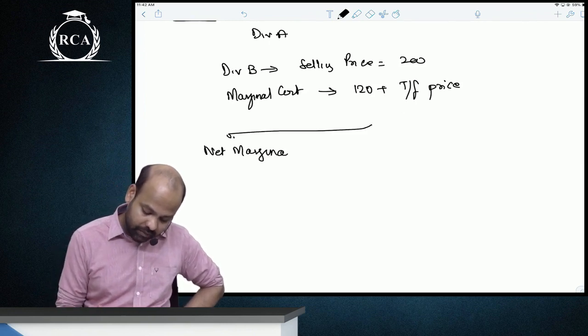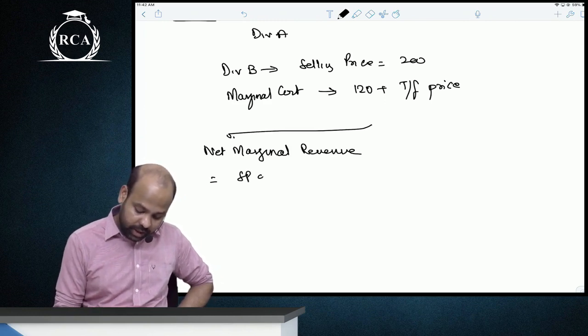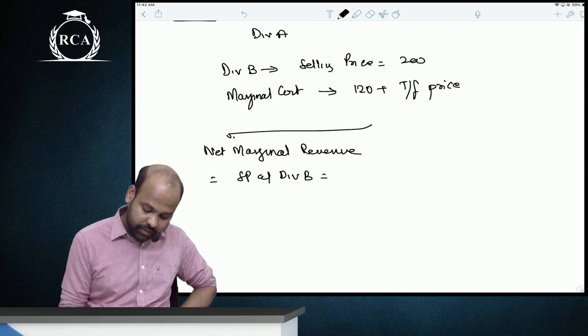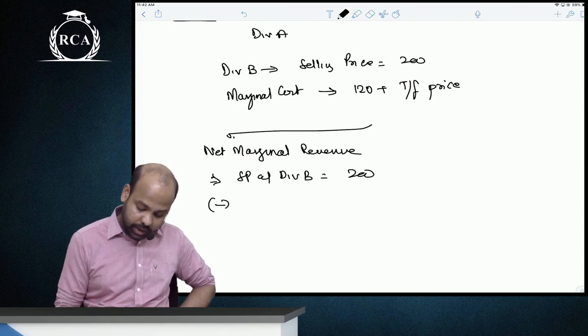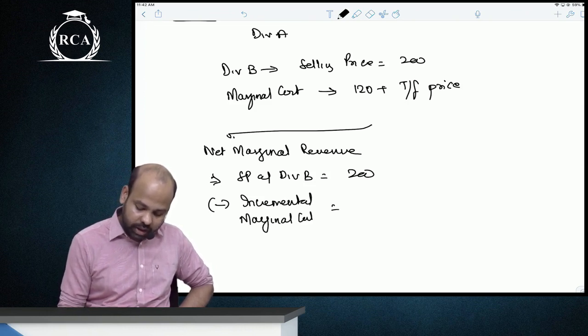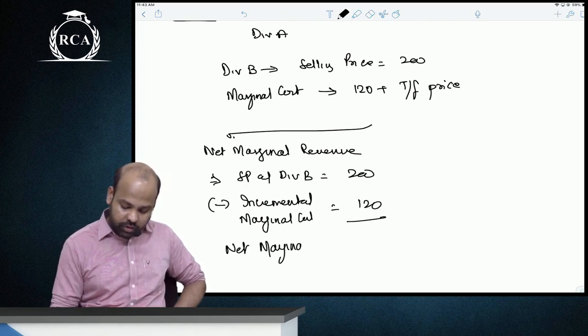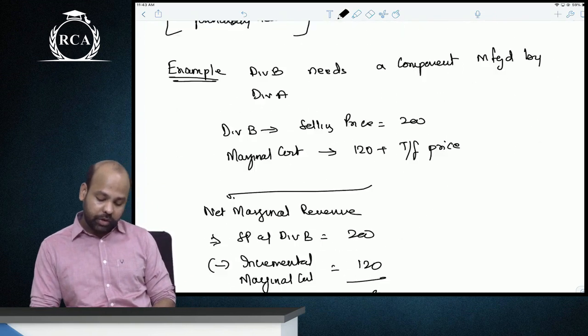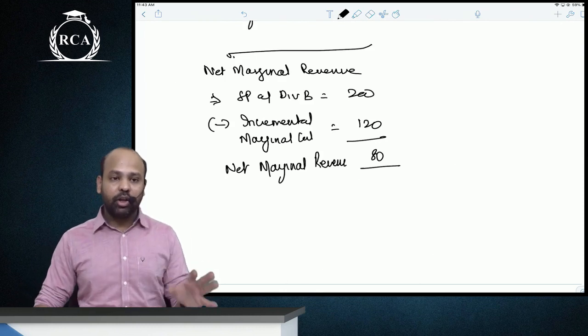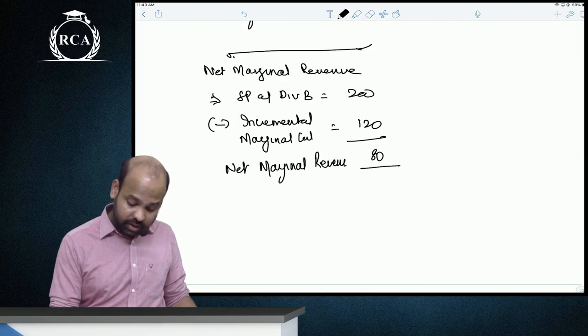Net marginal revenue is like NRV. This would be the selling price of Division B, 200, minus the incremental marginal cost. After we supply to them, what is the incremental marginal cost they will have to incur? 120 rupees. So this is their net marginal revenue. Under no circumstances will Division B offer you more than 80 rupees. If he's offering more than 80 rupees, he will say I am losing.